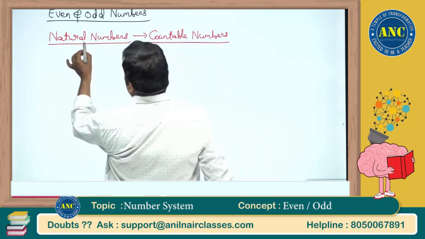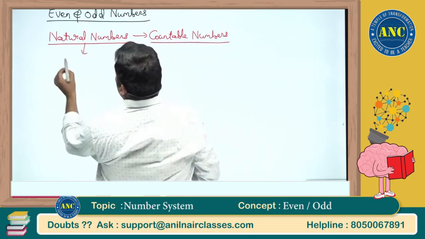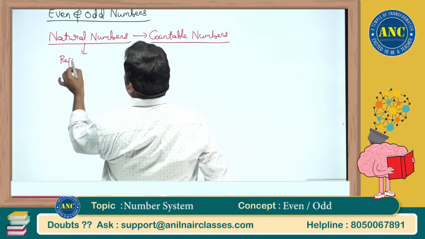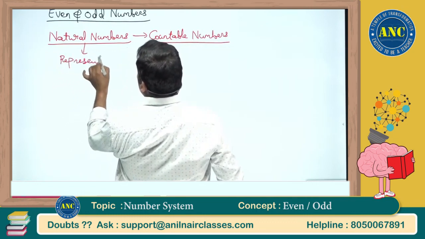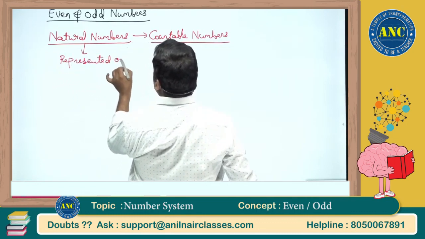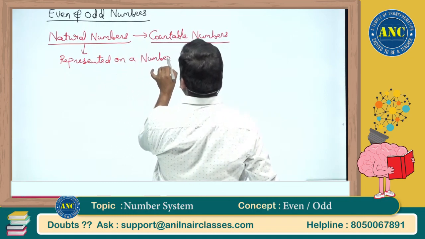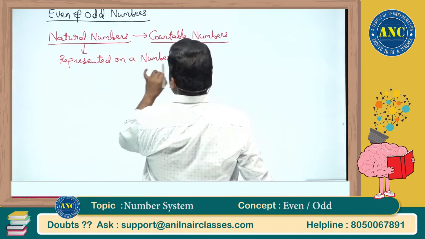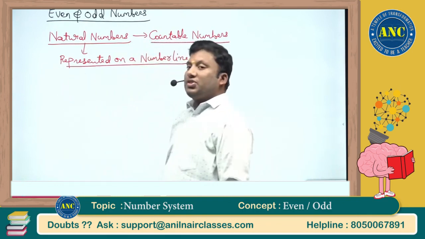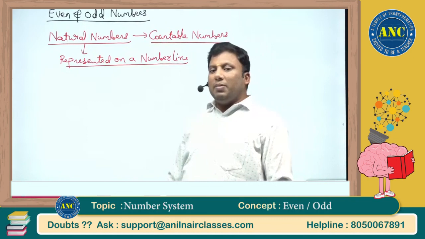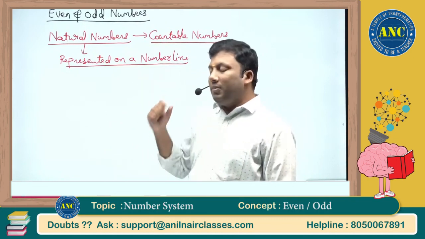Natural numbers can be represented on a number line, a line where the numbers are written. What are the natural numbers?